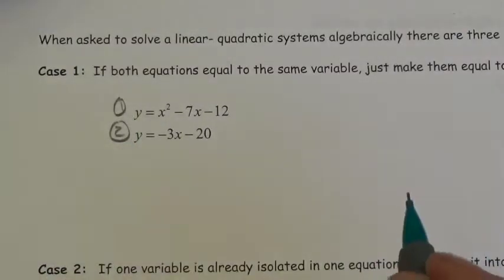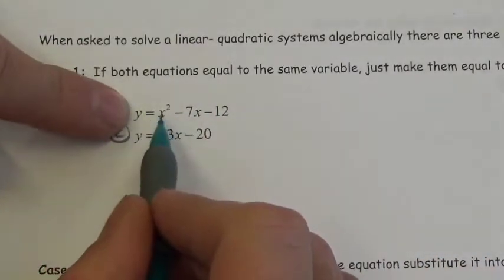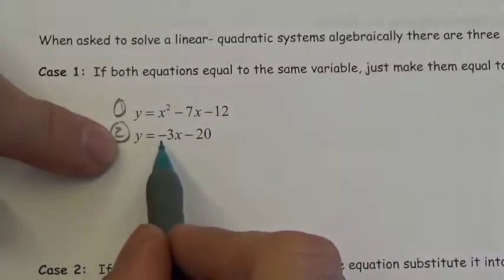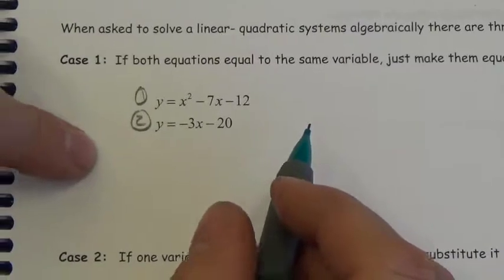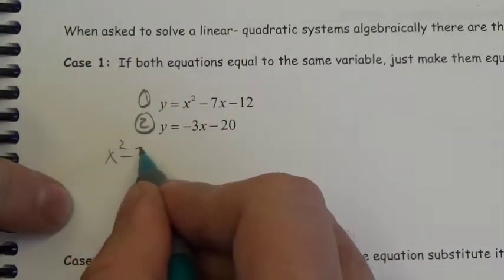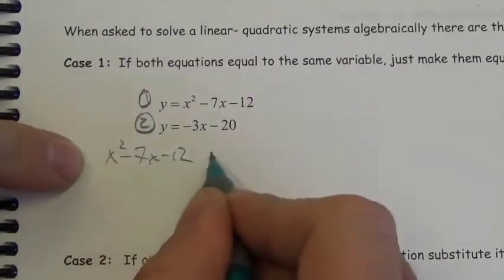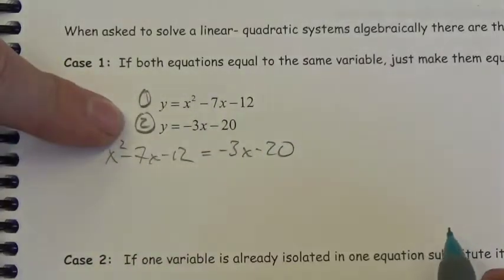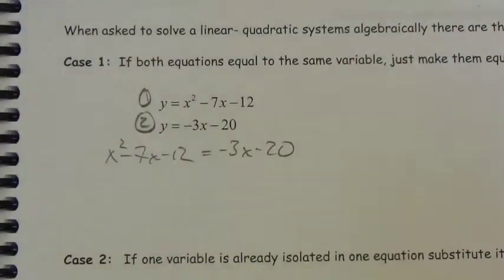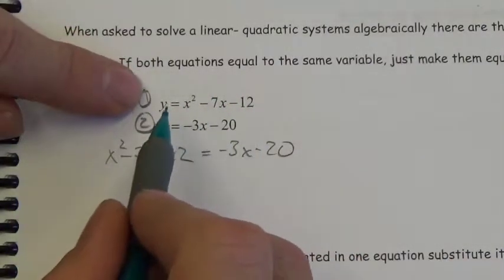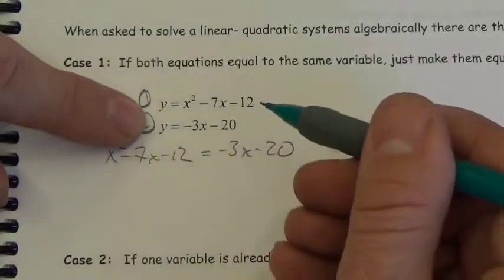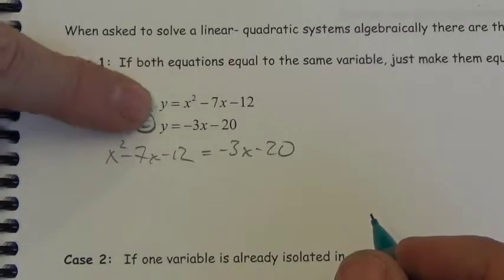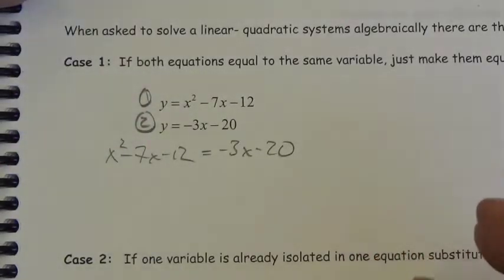But if they're both equal to y, then if y is equal to x squared minus 7x minus 12, and y is equal to negative 3x minus 20, that means x squared minus 7x minus 12, which is y, should be equal to negative 3x minus 20, which is also y. This is actually called the transitive property. If something is equal to y and y is equal to something else, then those two things must be equal to each other. That's how you explain that shared equality.